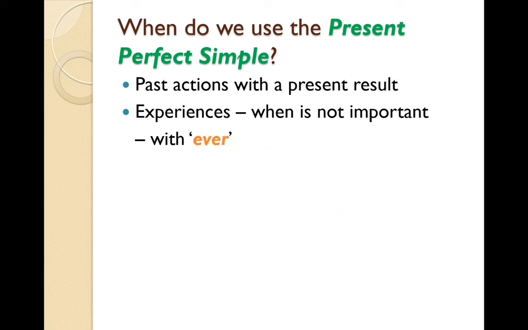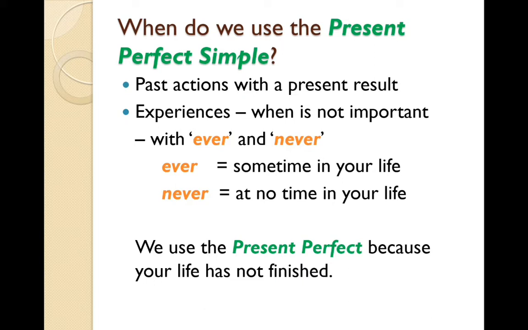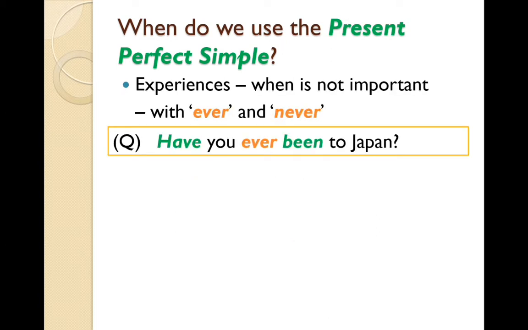When we talk about experiences, we often use ever and never. Ever means at some time in your life, and never means at no time in your life. We use the present perfect because your life has not finished. It's an example of unfinished time. Have you ever been to Japan? With the question, have you ever, we want to know if you've had an experience at some time in your life.